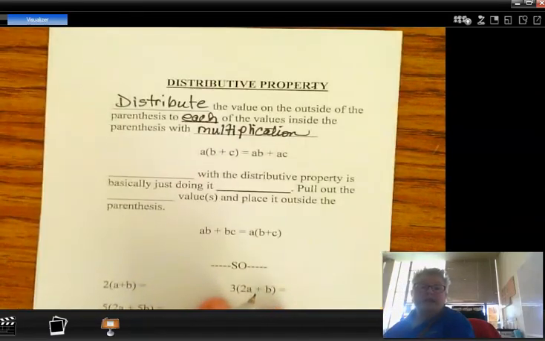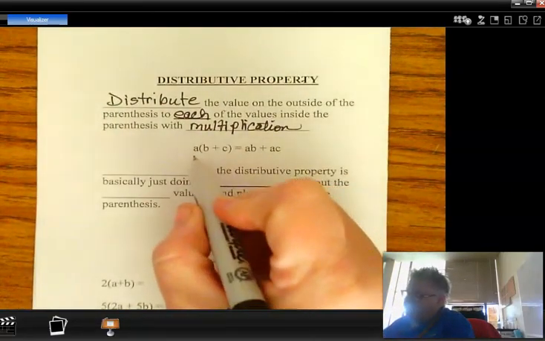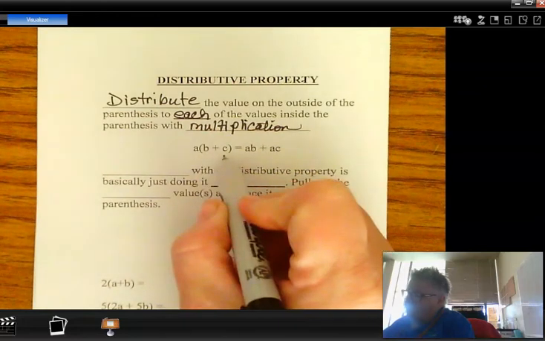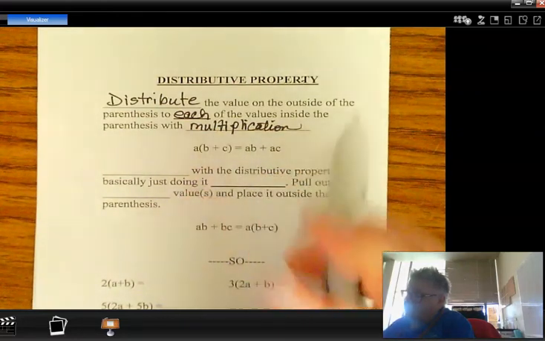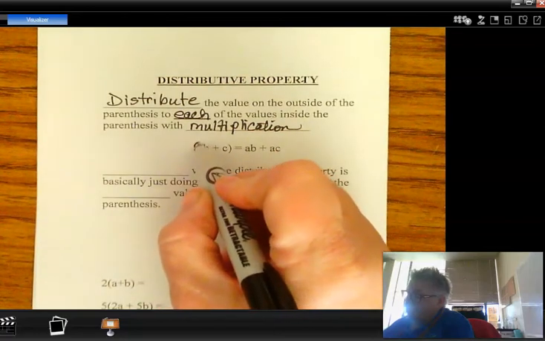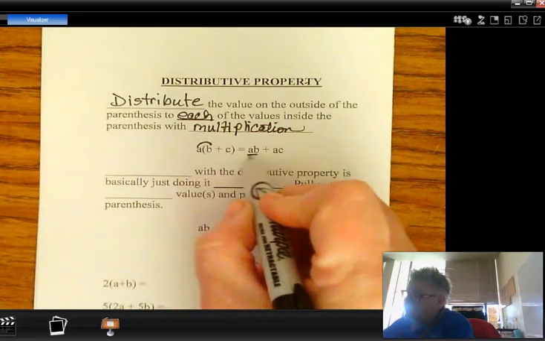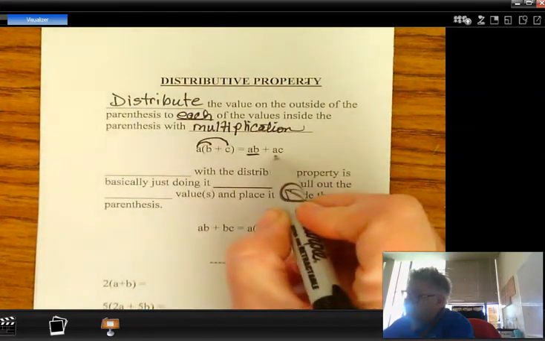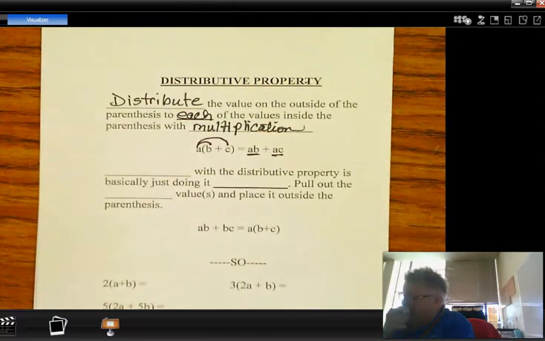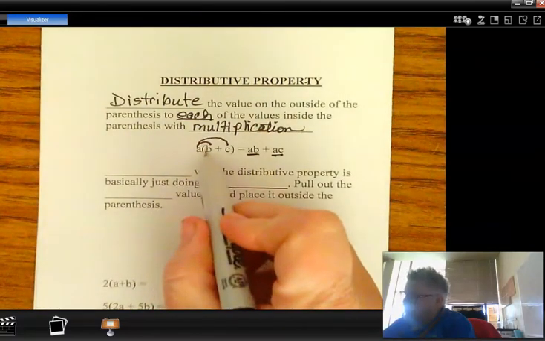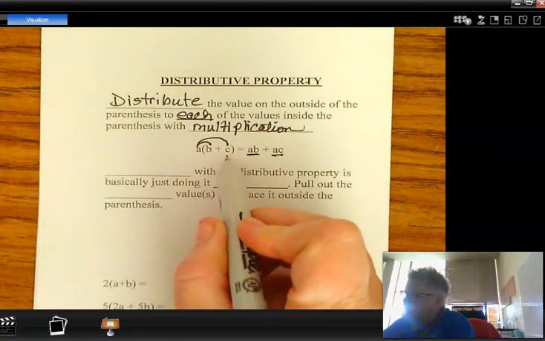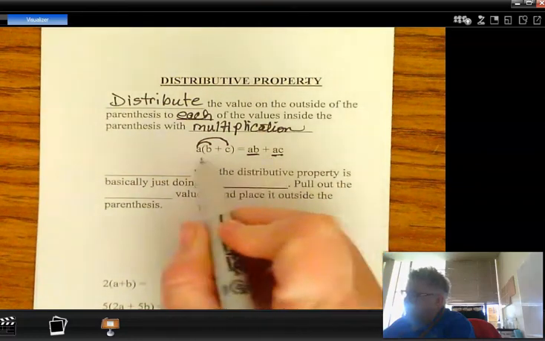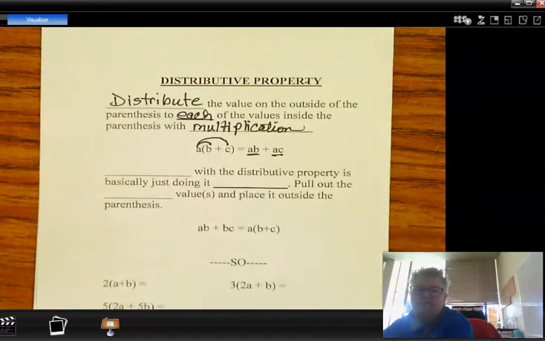So here's an example. We've got A times the quantity of B plus C. To distribute, you would go A times B, which is what this is, and A times C. Okay, we still have that plus sign. So it's A times B plus A times C. So these two expressions are equivalent. That's why there's an equal sign there.